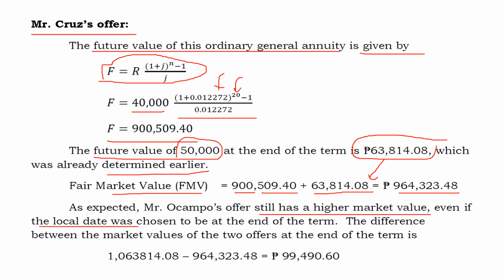Even if the focal date was chosen to be at the end of the term, the difference between the market values of the two offers at the end of the term is 99,490.60 pesos. So still there's a difference, no? Even if the focal date was chosen to be at the end of the term, there is still a bigger difference between Mr. Ocampo's offer and Mr. Cruz's offer, and that is 99,490.60 pesos.